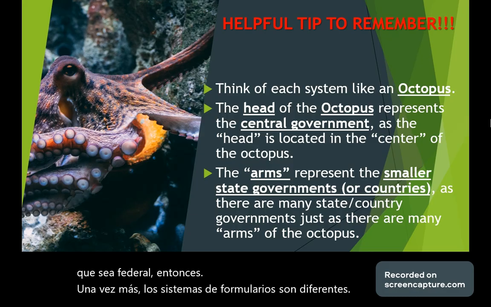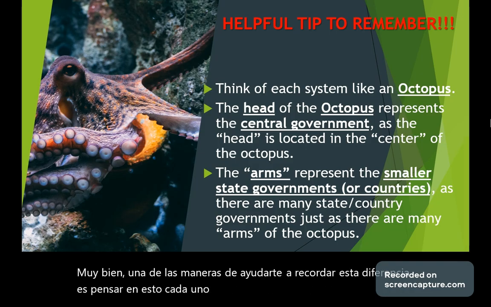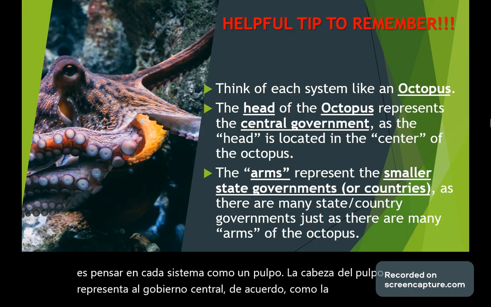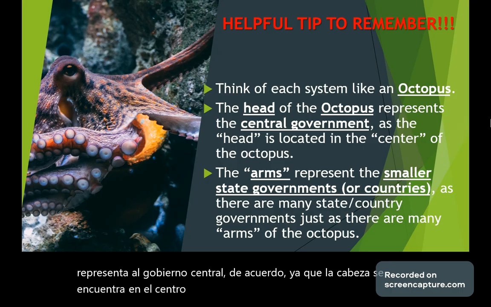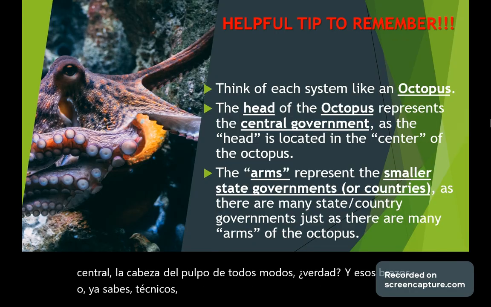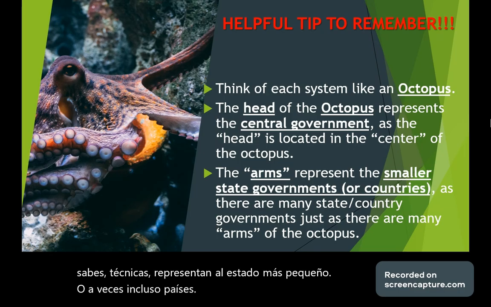One of the ways to help you remember this difference is to think of each system like an octopus. The head of the octopus represents the central government, as the head is located in the center of the octopus. Hence, central government. And those arms or tentacles represent the smaller state governments or sometimes even countries, as there are many state or country governments, just as there are many arms on the octopus.